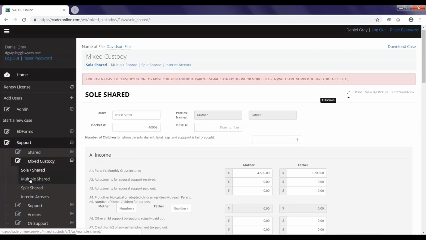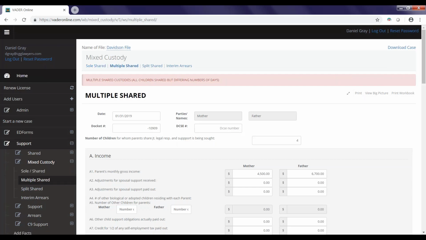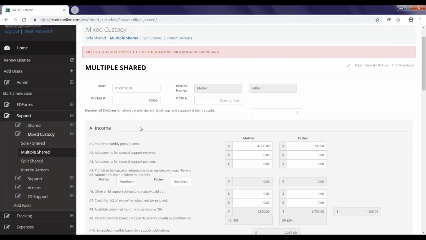Now let's look at a different situation. Let's look at the multiple shared arrangement. In that situation, you've got multiple shared custodies, meaning that all of the children are shared, but each of them has, or some of them have, differing numbers of days. VADER has kept the information that I entered in the prior worksheet. We've still got 4 children involved.